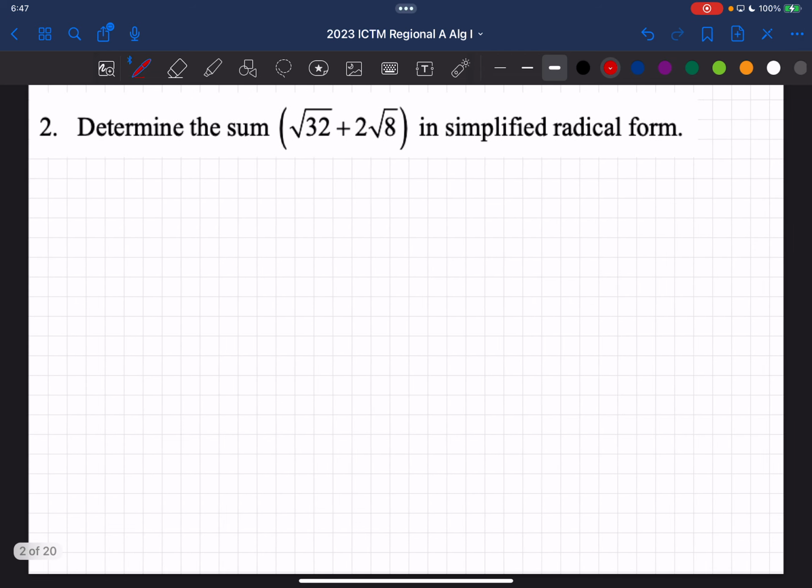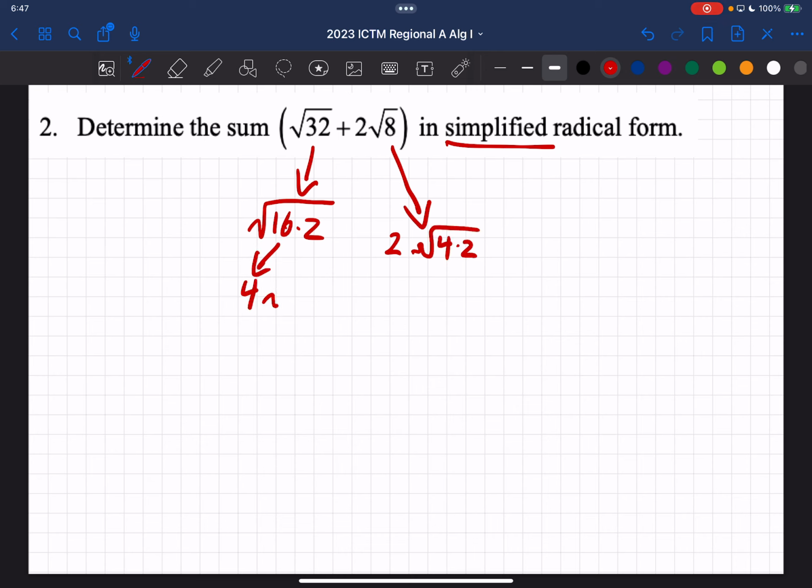Number 2, determine the sum of this in simplified radical form. That's key, simplified radical form. We need to simplify these radicals. Now we can't take the square root of 32 and get an integer. So what we need to do is break this into 16 times 2. And we need to break this, 2 is out front, 4 times 2. Because square root of 16 we can find. That's 4 square root of 2. Here we've got 2 square root of 2.